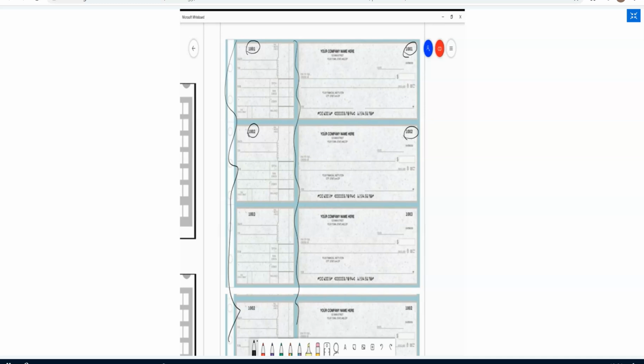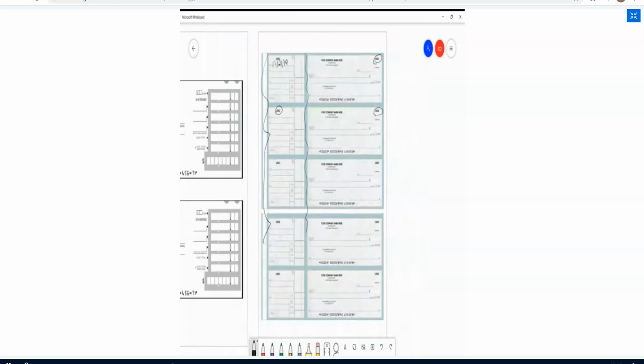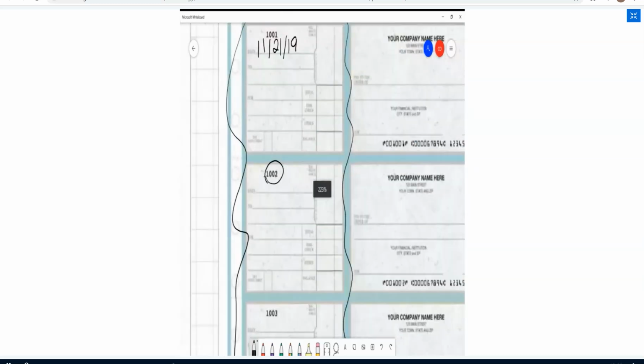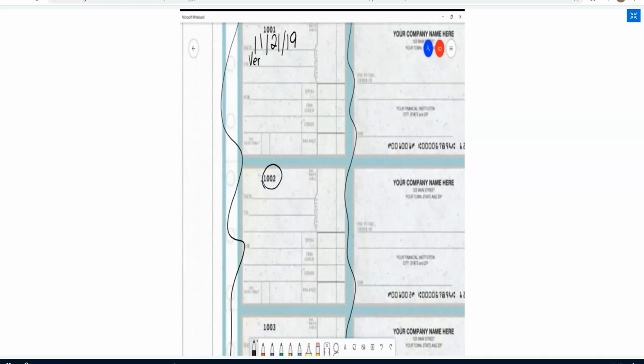So I always say fill out the stub first. You could just write the date, November 21st. And you could write the date however you want. All right, and this is going to be to Verizon. See, this always happens to me. Okay, it's for cell phone bill.